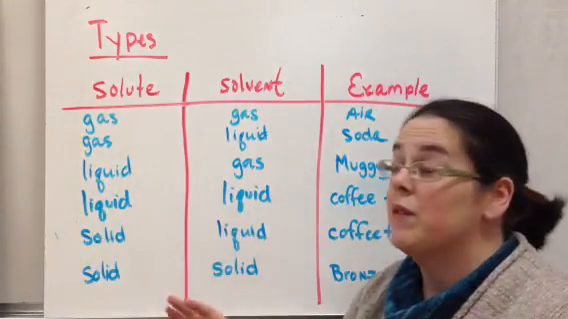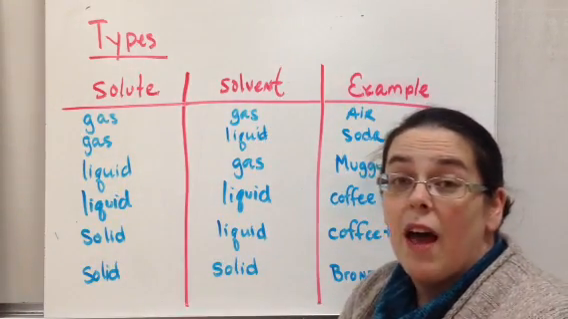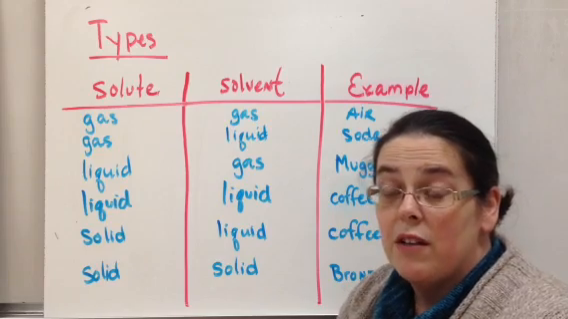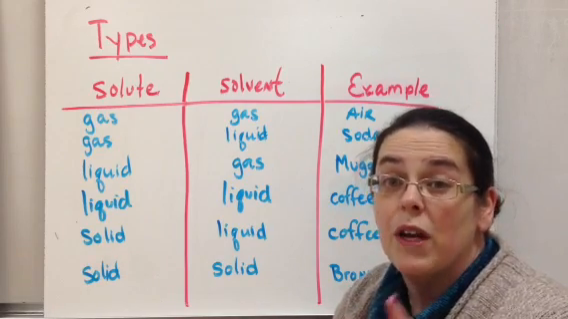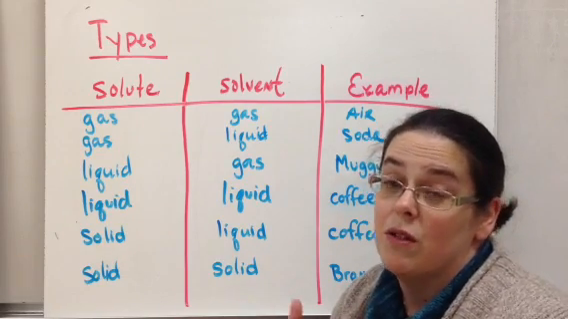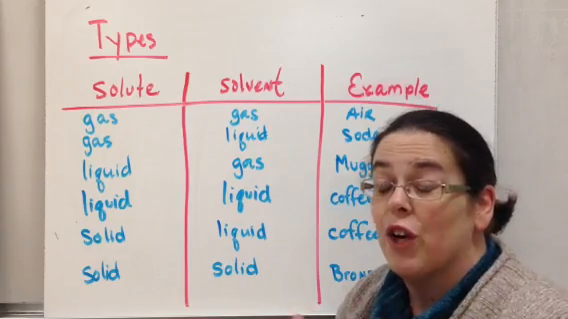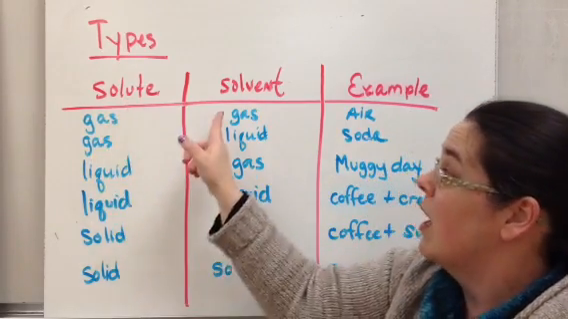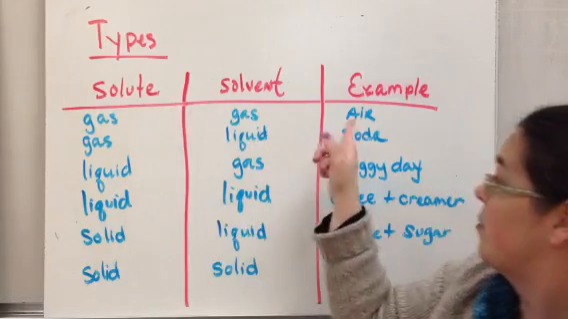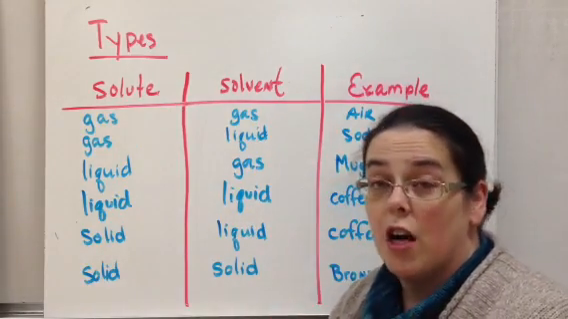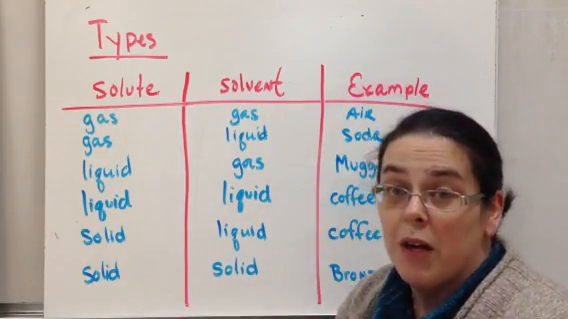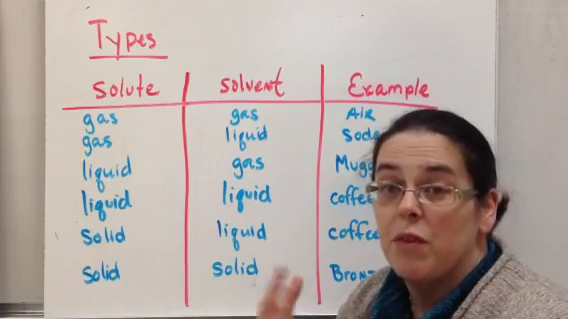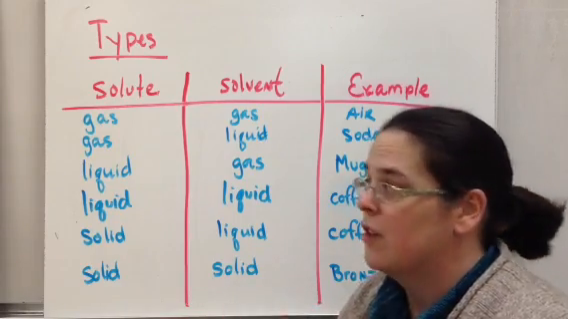Okay, so types of solution. Because we have solute and solvent, and we have three states of matter, we can have different combinations of those states of matter to create different kinds of solutions. So we can have a gas as a solute and a gas as a solvent. An example would be air. You've got oxygen and nitrogen. You've got carbon dioxide and oxygen. You have lots of things mixed together. They're all in the gaseous form.